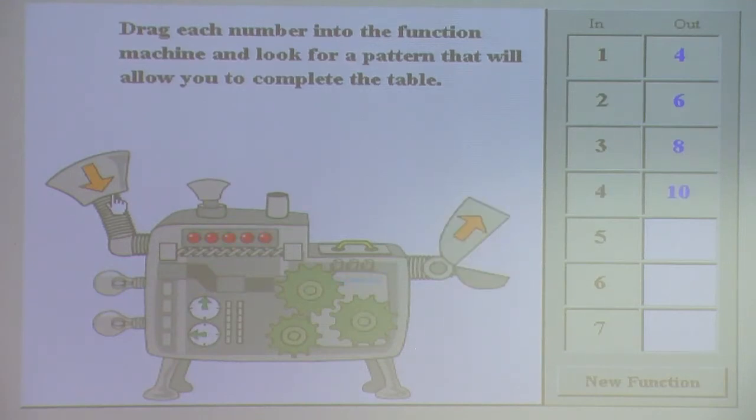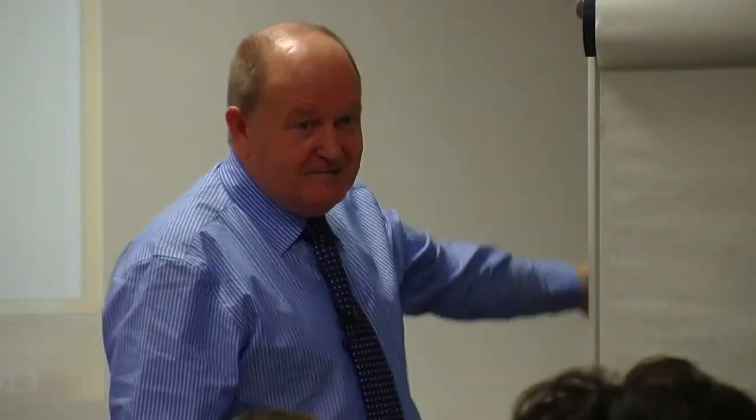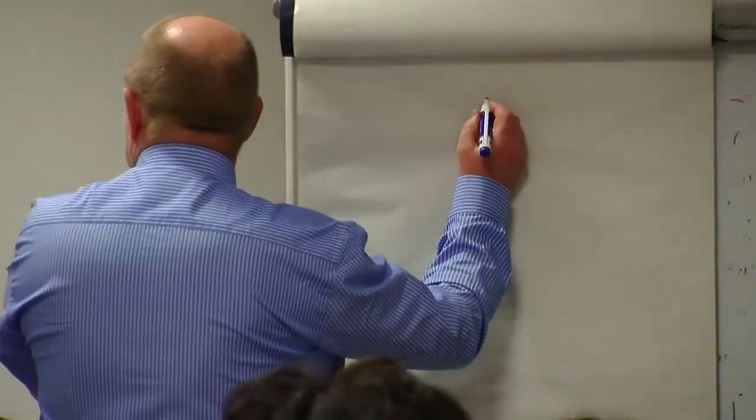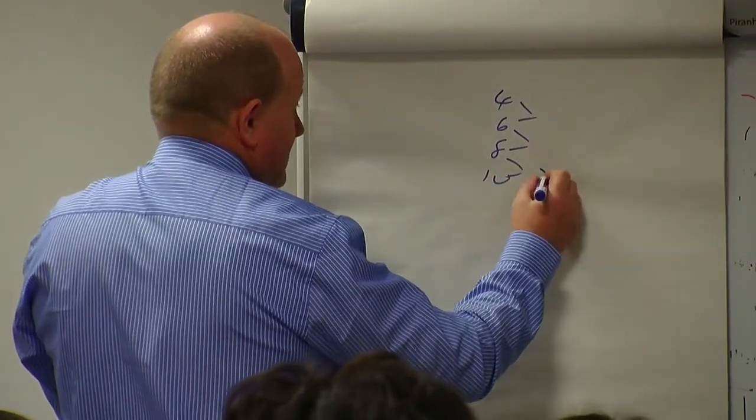It's a lovely one, isn't it? Is it linear? Yeah. How do we know it's linear? Constant difference. 4, 6, 8, 10. Constant difference of 2 there. 2, 2, 2. So the rate of change must be 2, mustn't it?